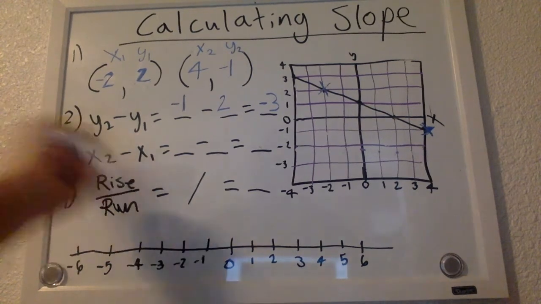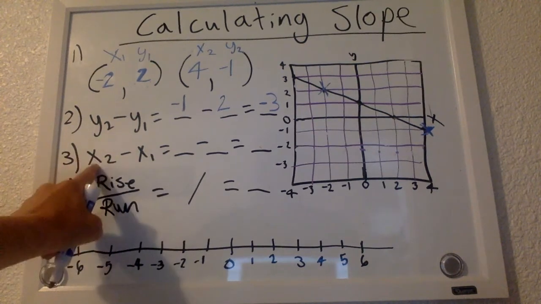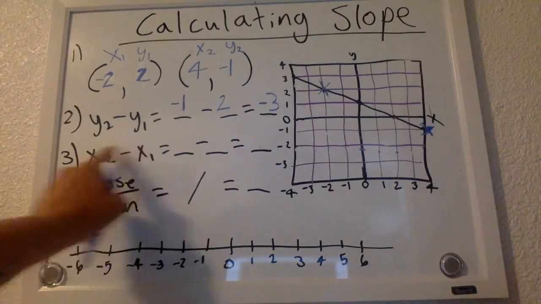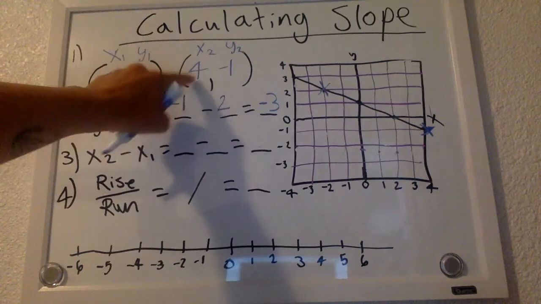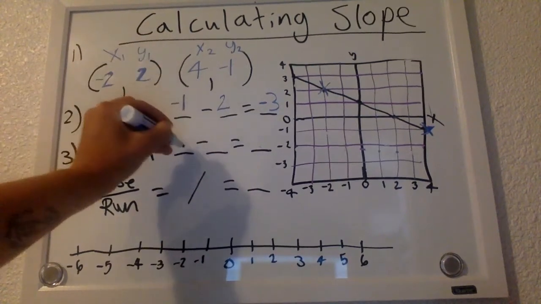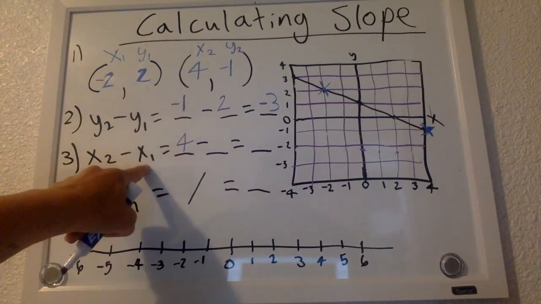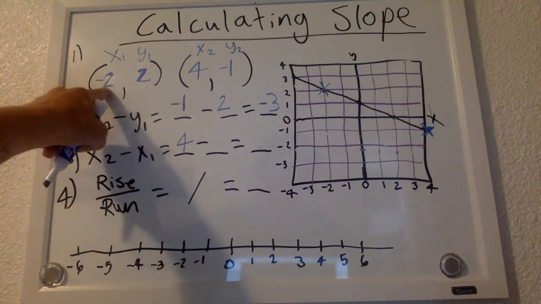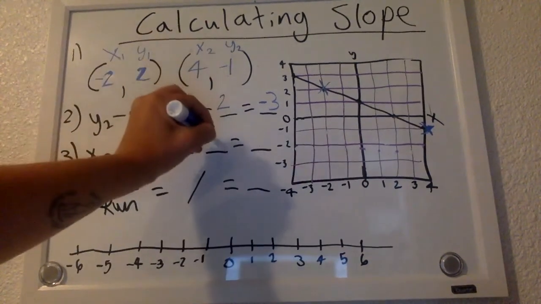Now for my run. So my run is calculated similarly. x2 minus x1. So I look at my x2. What's my x2? I've labeled it. My x2 is 4. So 4 minus, okay, x1 is -2. See, I labeled it. 4 minus -2.